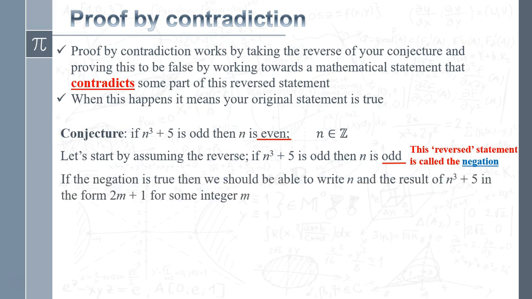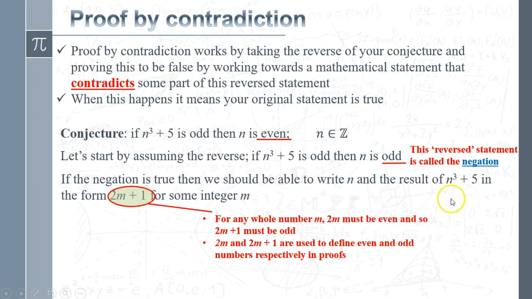So, if our negation is true, and we're going to start by assuming it is, then we should be able to write n and the result of n cubed plus 5 as odd numbers. This 2n plus 1, hopefully you're familiar with that one. That's just an algebraic way of being able to write odd numbers. For any whole number m, 2m has got to be even, and 2m plus 1 has got to be odd. So those two expressions, 2m and 2m plus 1, are just used to describe even and odd numbers.